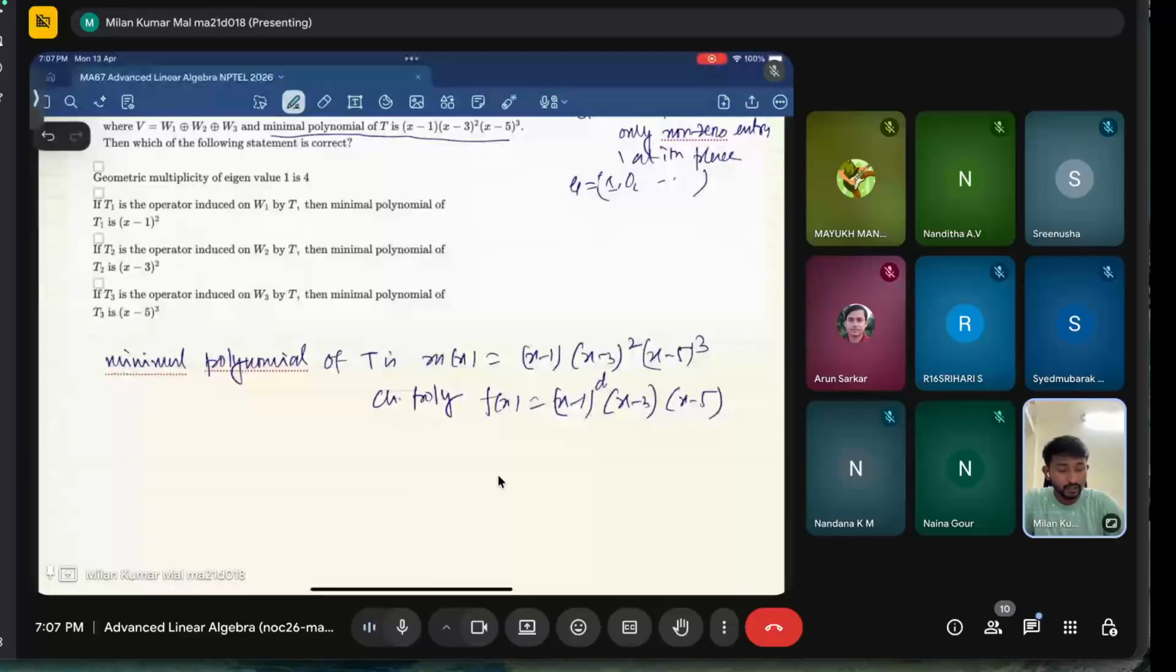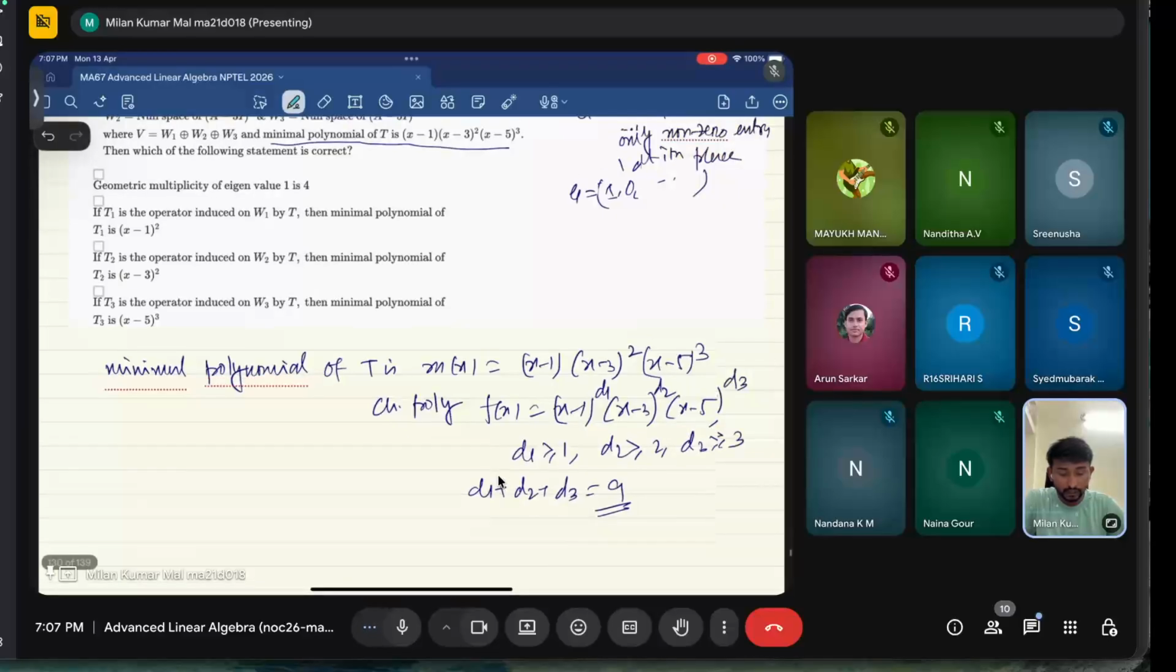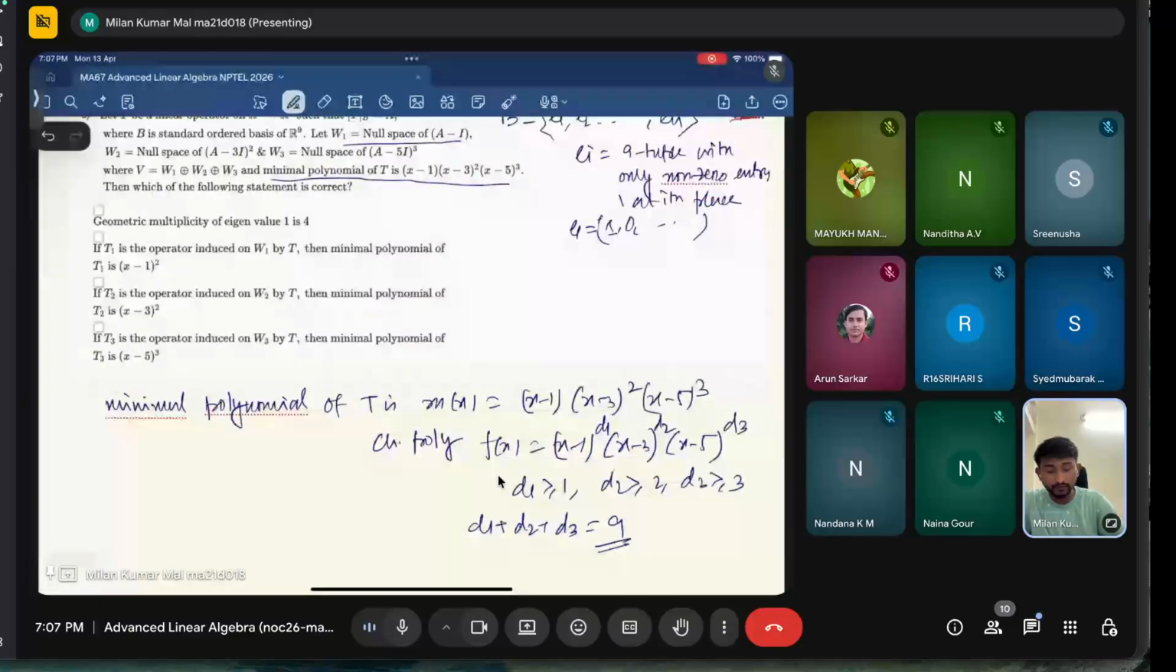So if I consider d1, d2, d3 as the powers, then d1 will be greater than or equal to 1, d2 greater than or equal to 2, and d3 greater than or equal to 3. In fact, d1 plus d2 plus d3 has to equal 9. Here d1, d2, d3 are called the algebraic multiplicities of the eigenvalues 1, 3, 5 for the linear operator T. Okay, and what else can we say from here? The first question, the first option, is given. What are the options given?